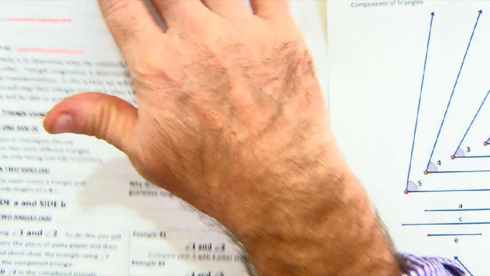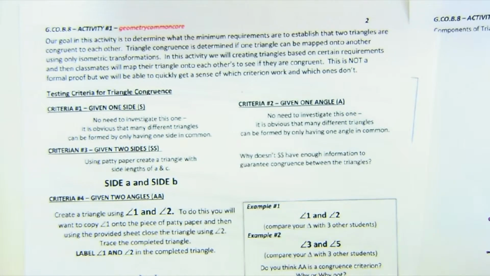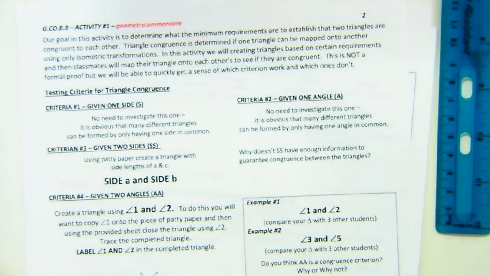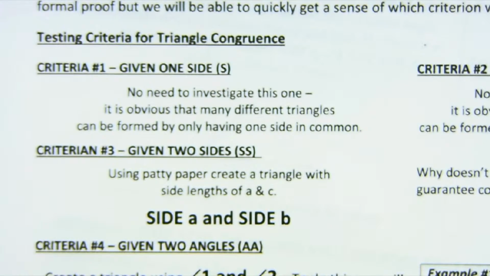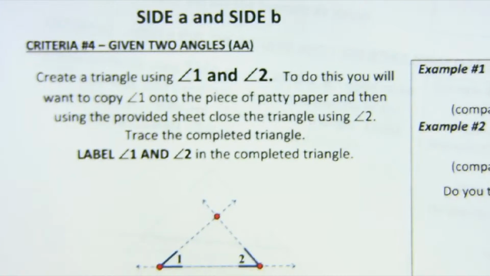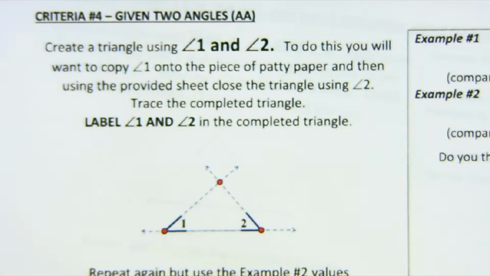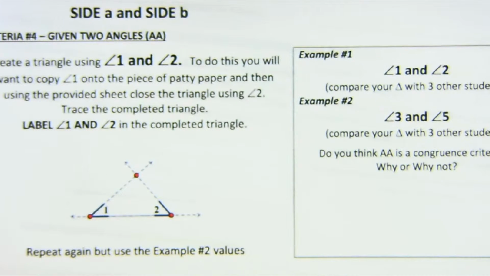And then the activity walks you through the discussion with students about the different criteria. The early ones, we just discuss and then run along from them because they're so simple, like given one side or given one angle. But once we get to a little bit more involved area, we start to ask the students to create the triangle with angle 1 and 2. You want to copy 1 onto the patty paper, copy 2 onto the patty paper, and trace them out. It gives them a diagram to give them a little feel for it.